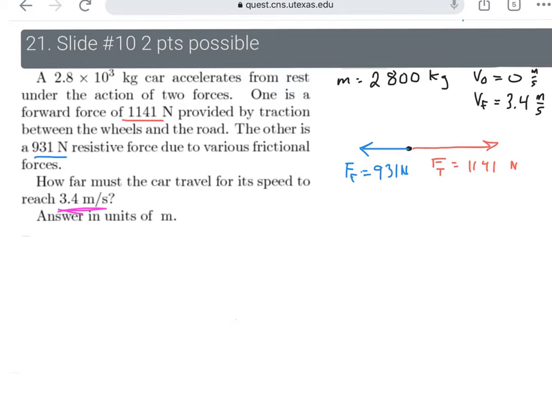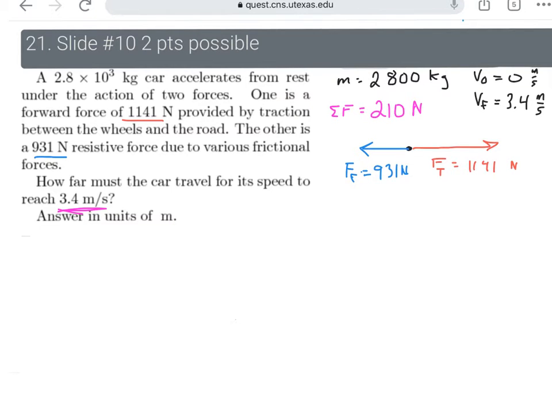And so our first step would be to figure out, well, what's the net force acting on the car? So between these two forces, we know that the force traction is going to be the one to win out. And since they're in opposite directions, we're going to subtract those two numbers. And so when I subtract, I get a net force equal to 210 newtons.